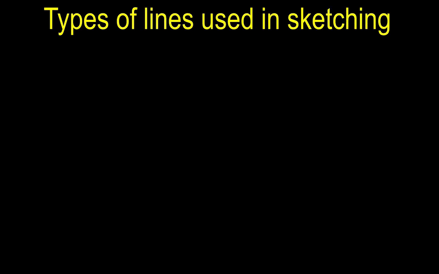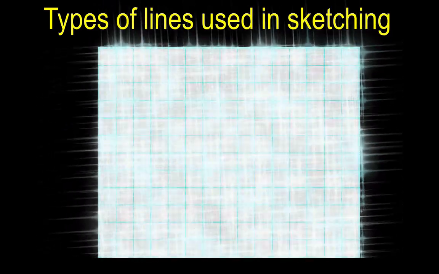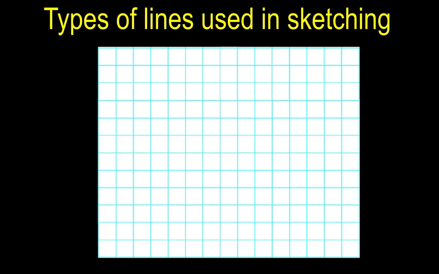Okay, there are 4 types of lines that are used in sketching. What we're going to do is show what it looks like, and then say what it is. So first thing, we're going to talk about object lines. These are the actual thing you're drawing. These lines tend to be darker, solid lines written only in pencil.